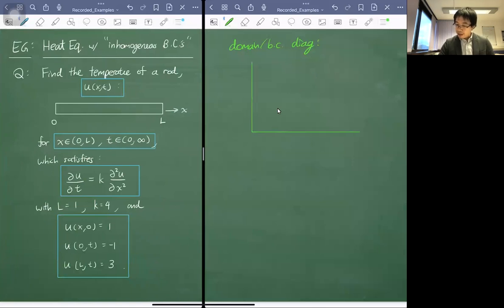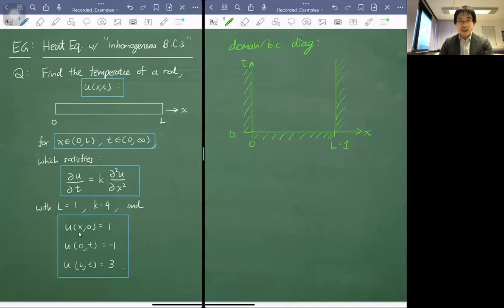Okay, so we have x and t. So t goes from 0 to infinity, and x goes from 0 to L. And we're setting L equals 1. So the whole domain is within this boundary. So we're trying to solve for u within this space over here. What are the boundary conditions?